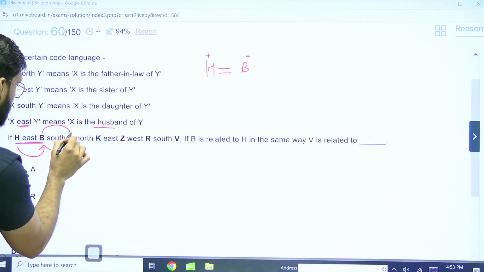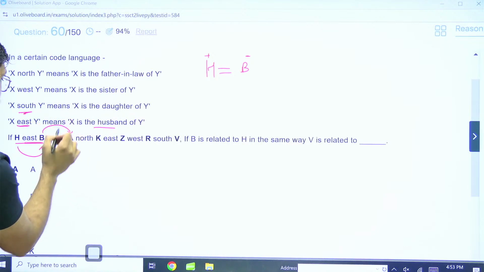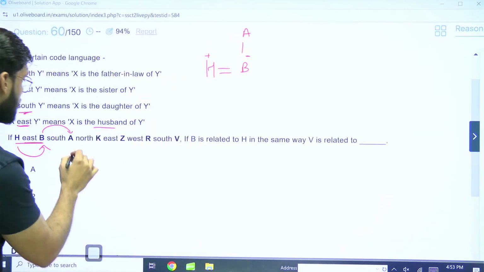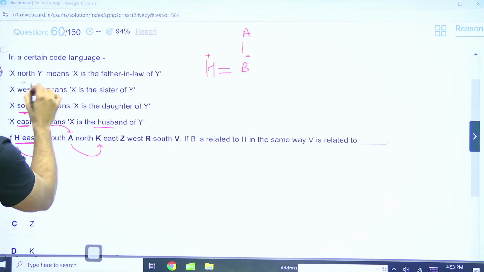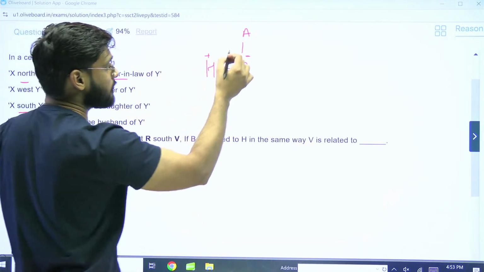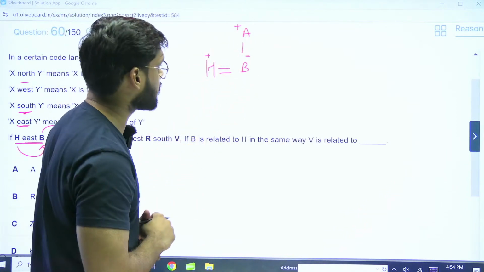B south A. South means daughter. So B is the daughter of A. A north K. North means father-in-law. So A will be the father-in-law of K. How will A become the father-in-law of K?